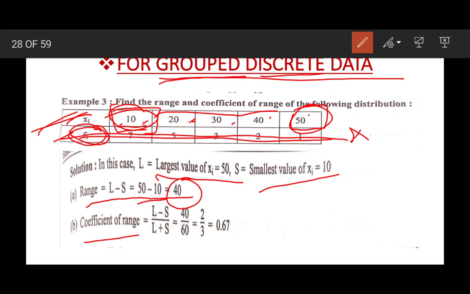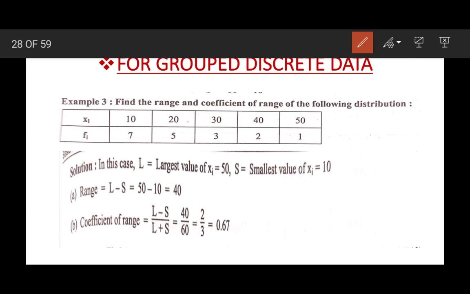And coefficient of range will be L minus S upon L plus S. So 40 upon 60, that is 2 upon 3, which means 0.67. Okay. Once again, if frequency is given, then it is a group data. Then check the x values. Since the x values are discrete or different, it is a group discrete data.